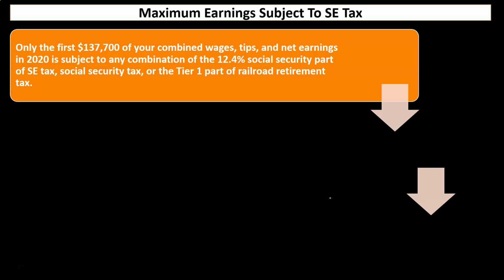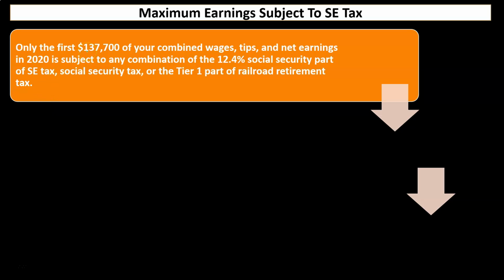All right. Maximum earnings subject to the SE tax. Only the first $137,700 of your combined wages, tips, and net earnings in 2020 is subject to any combination of the 12.4 Social Security part of the self-employment tax.